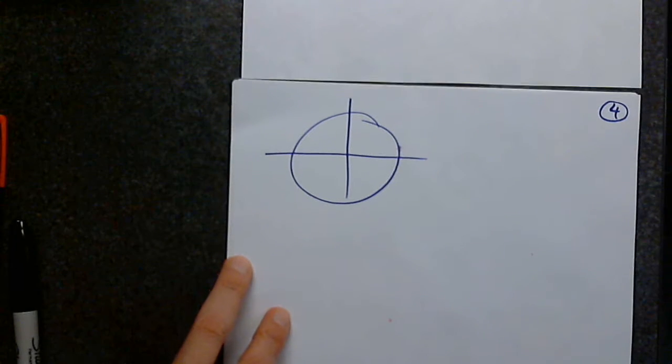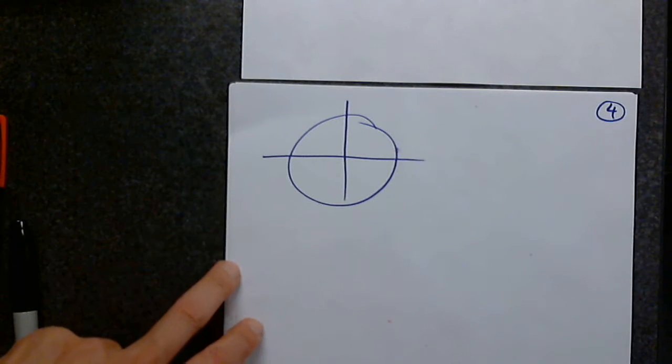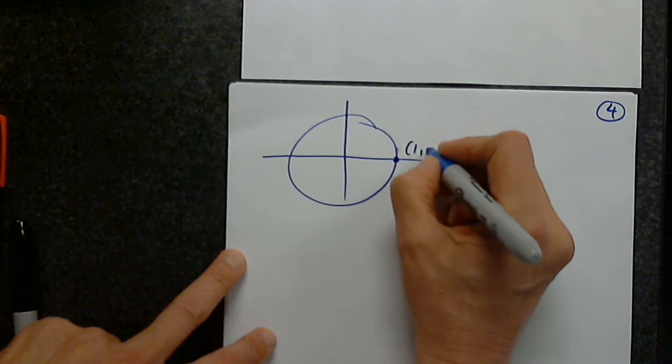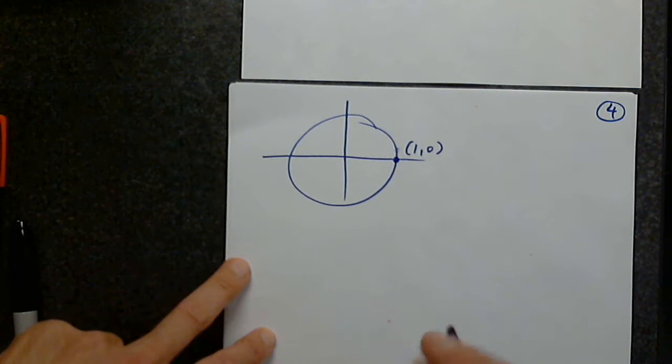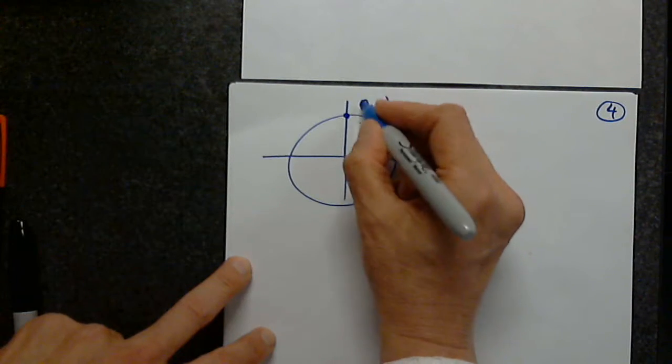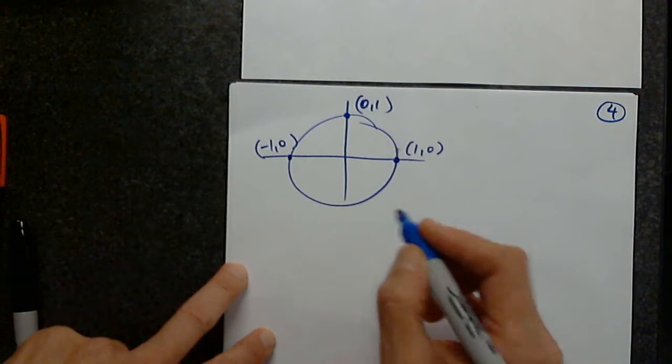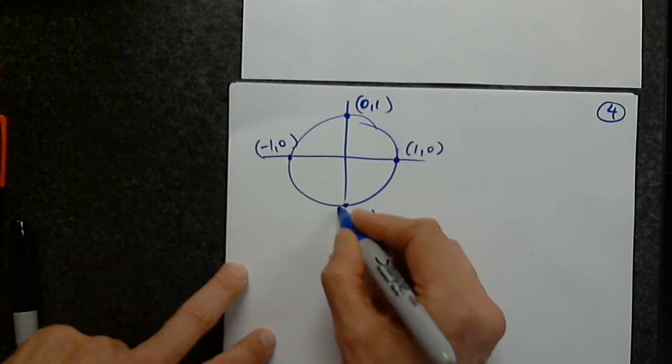This is the unit circle. Bear with me, it's not 100% a circle. I'm sorry. So this point here has coordinates 1, 0. Do you agree? Yes. This one has 0, 1. Do you agree? Yes. This one has negative 1, 0. And this one has 0, negative 1.